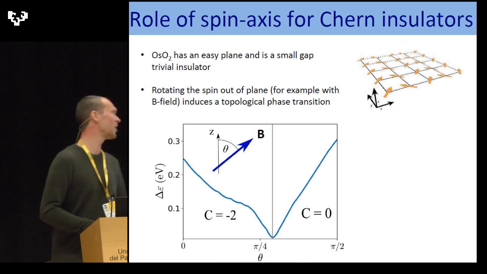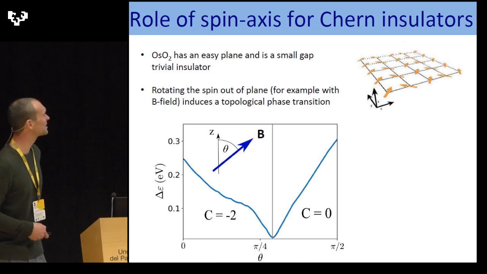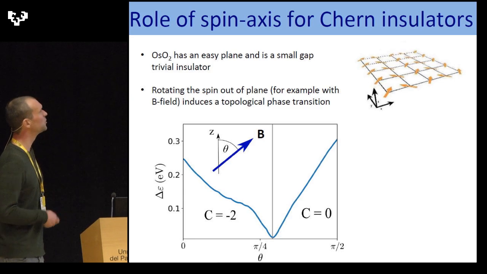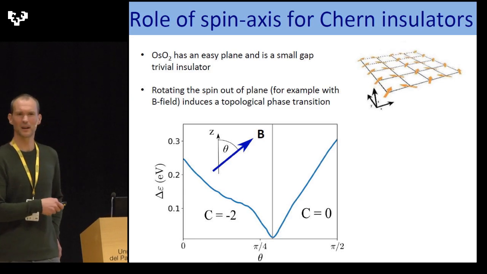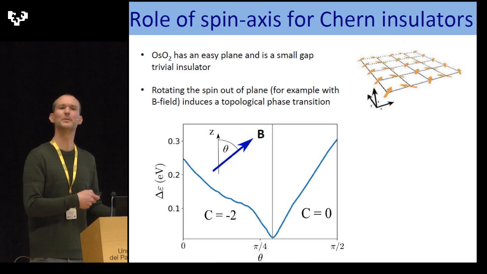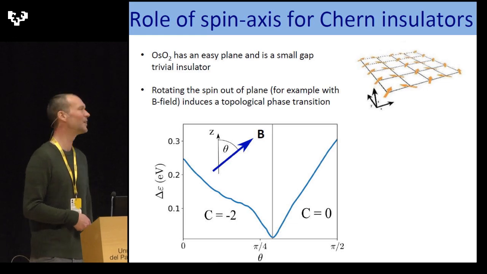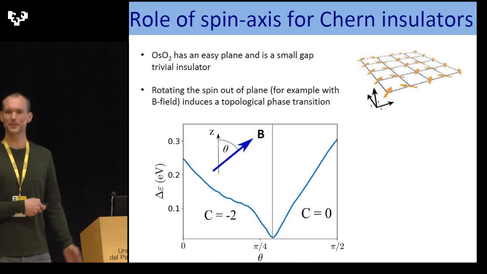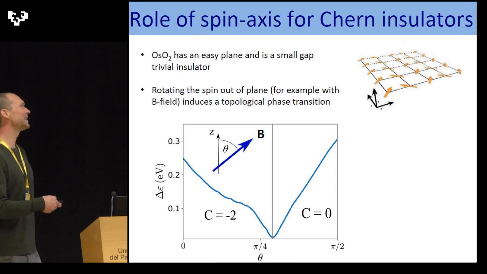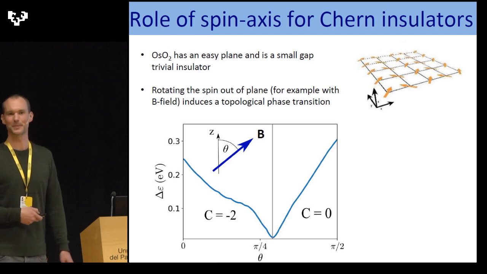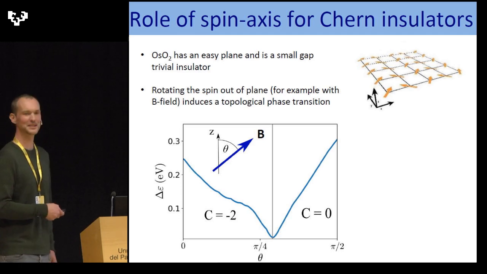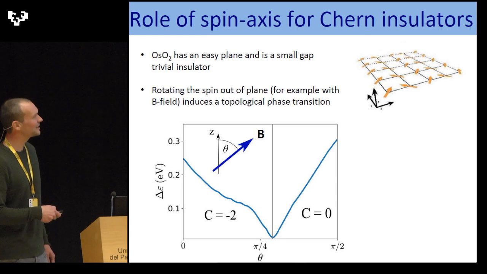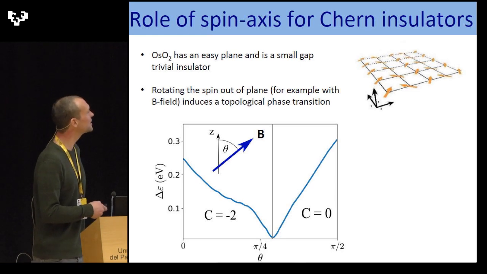There are a few materials which are also interesting that didn't make any of these lists, for example osmium O2. All these Chern insulators have to be magnetic. There has to be broken time reversal symmetry, otherwise we cannot have a finite Chern number. And it's all driven by spin-orbit coupling, so it means that there's always a preferred direction for the spins. There's an easy axis. In this case here, there's an easy plane, with magnetic isotropy in plane. And this material is a trivial insulator, and it has an easy plane.